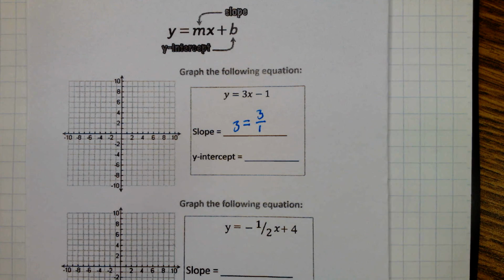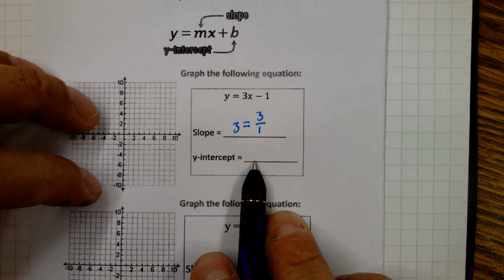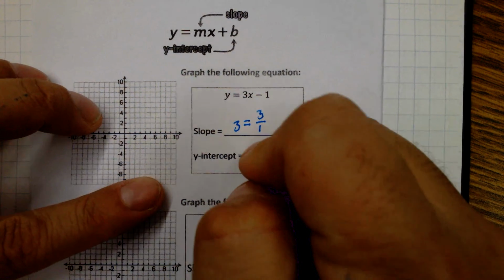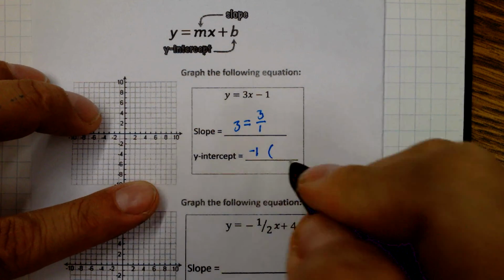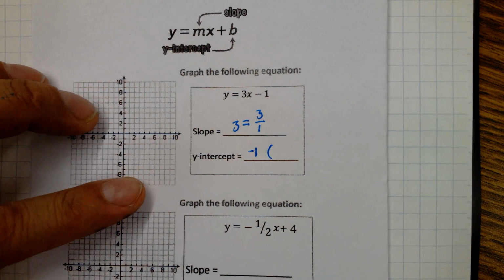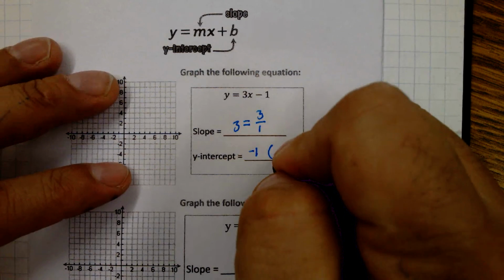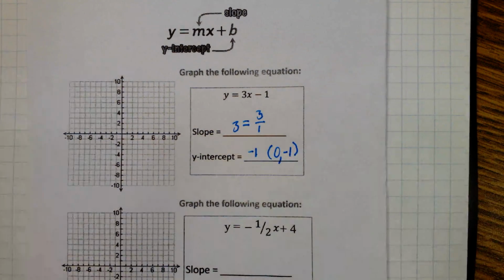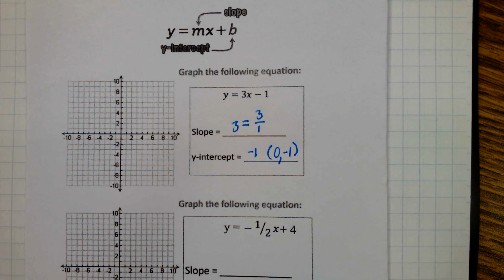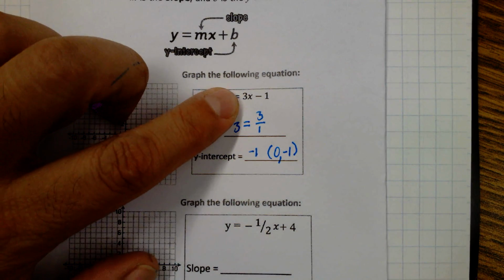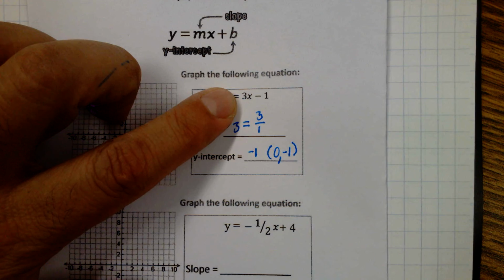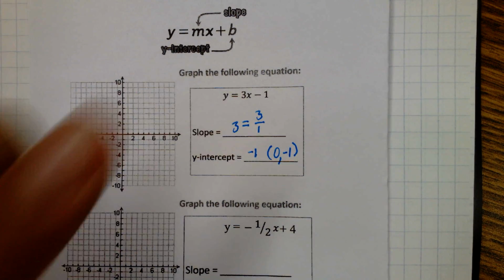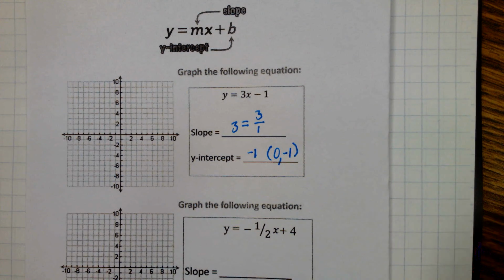Okay? What's our y-intercept number? Negative 1. So I also want us to practice writing the coordinates. The coordinates would be 0 for x and negative 1. So every time we see our slope number and it's an integer, positive or negative, give it a denominator of 1.